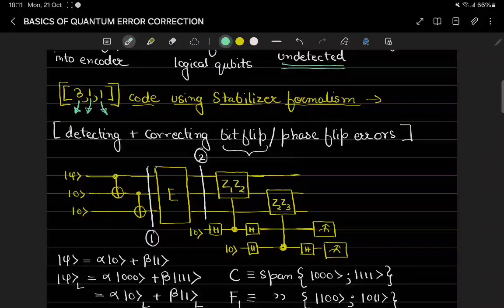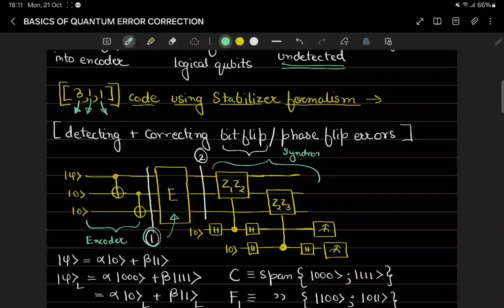So this part before one, this part is called encoder. This is where I get my errors. So this will be bit flip errors, and this entire part that is our main lookout is called syndrome extraction. Syndrome extraction. So let's start.